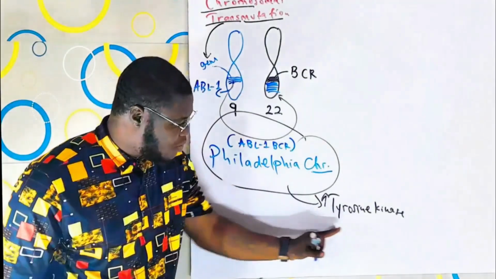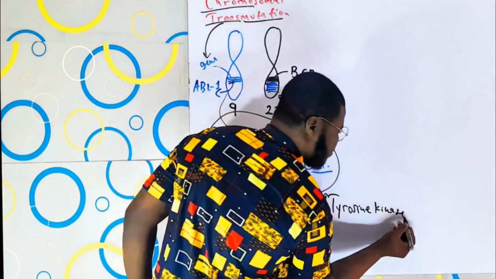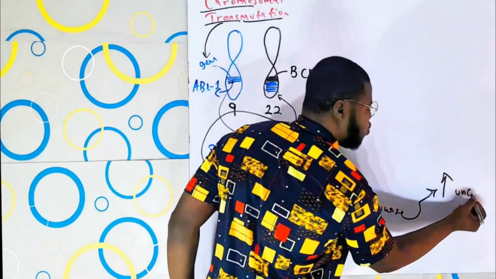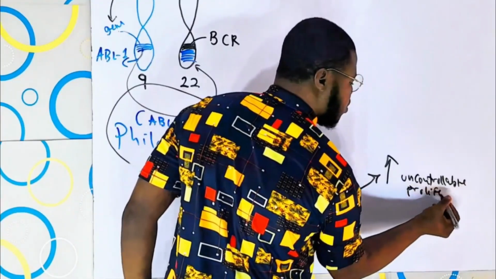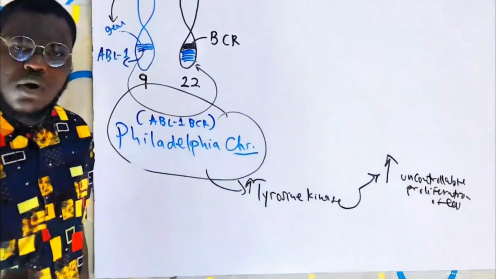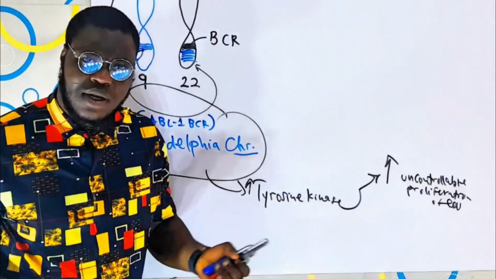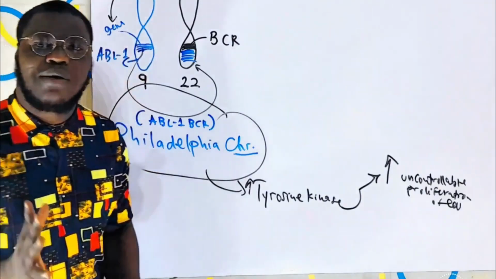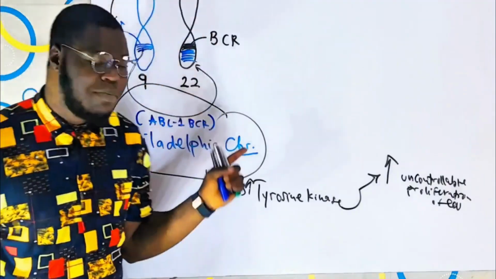But for now, the point is, when there is an increase in the production of tyrosine kinase, what does this guy cause? It causes uncontrollable proliferation of cells. That is the first thing it causes. But one thing about our body is that when a certain cell starts behaving in the wrong manner, the body will look for a way to kill that cell in a process called apoptosis, which is a programmed cell death.